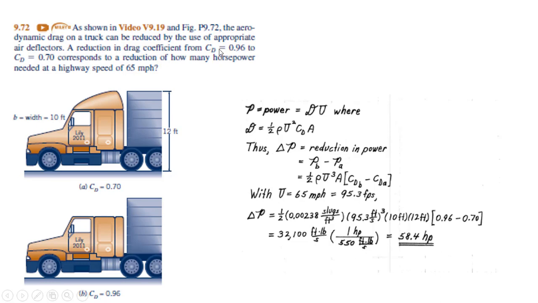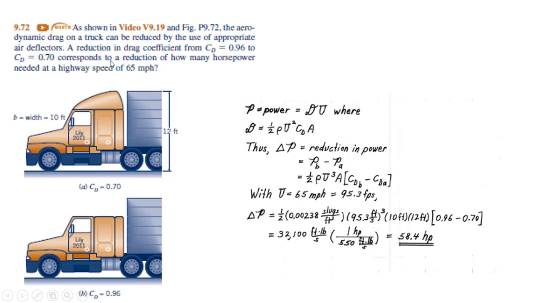As shown in the figure, the aerodynamic truck. We have two trucks. We have a truck which has an air deflector installed on the top of the compartment. Drag is reduced by the use of an appropriate air deflector. The reduction in drag coefficient CD is from 0.96 to 0.7. So what happens, we have two trucks, without the deflector and with the deflector. Without the deflector, the coefficient of drag is 0.96, which is quite high, and with the deflector it reduces to 0.7.